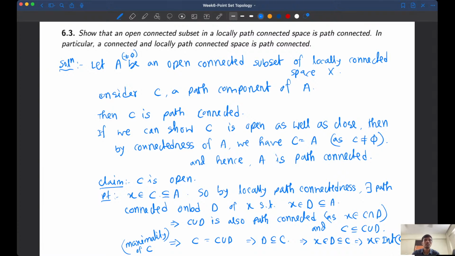So now in particular I'm saying a connected, locally path connected space is path connected. Here I'm just removing the open set condition, but that is fine because here I'm not working in a subset. My total space is already open. So it's the same thing, just instead of the open set I took the whole set as my open set. So any connected, locally path connected space is always path connected. That just immediately follows.